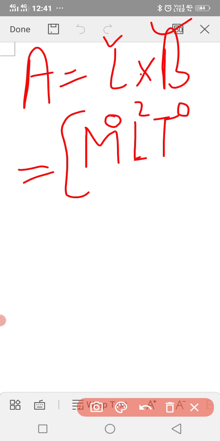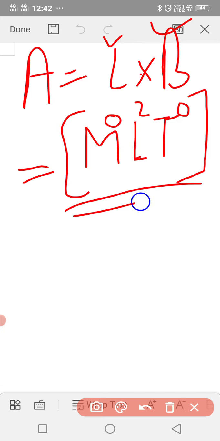Here we will not write anything for A, because I told you that A is included only in terms related to current. So we close this square bracket. This is the dimensional formula of area.